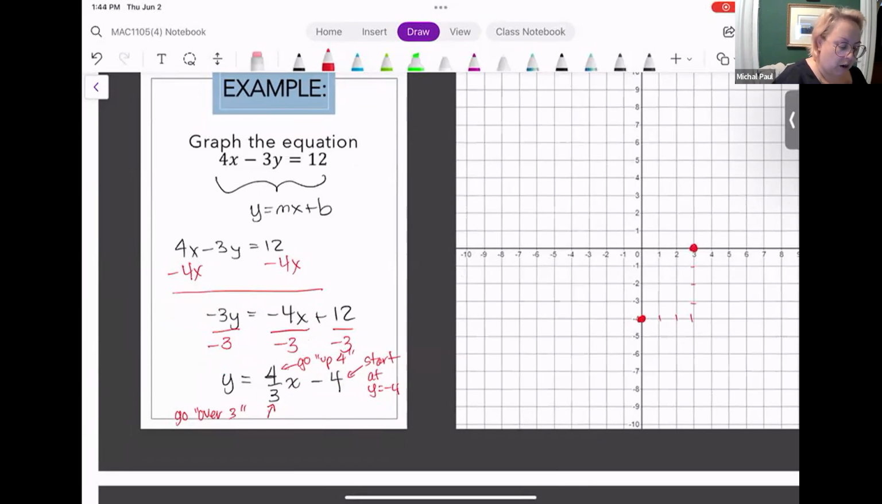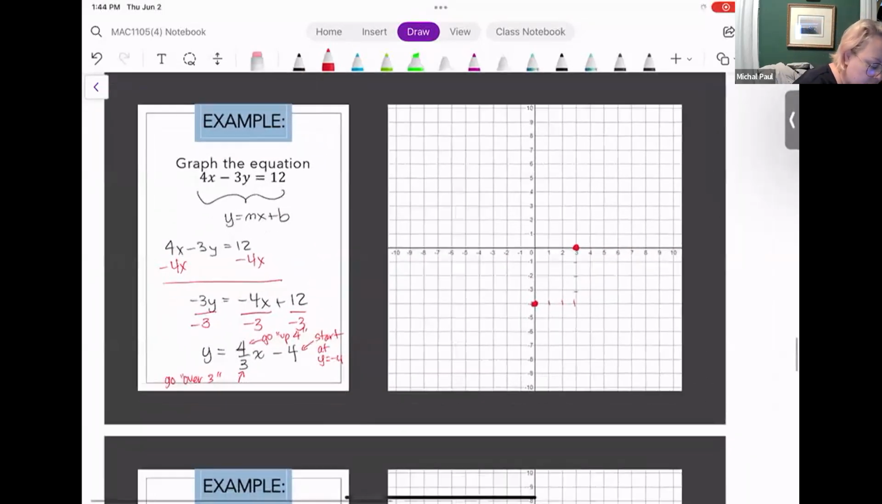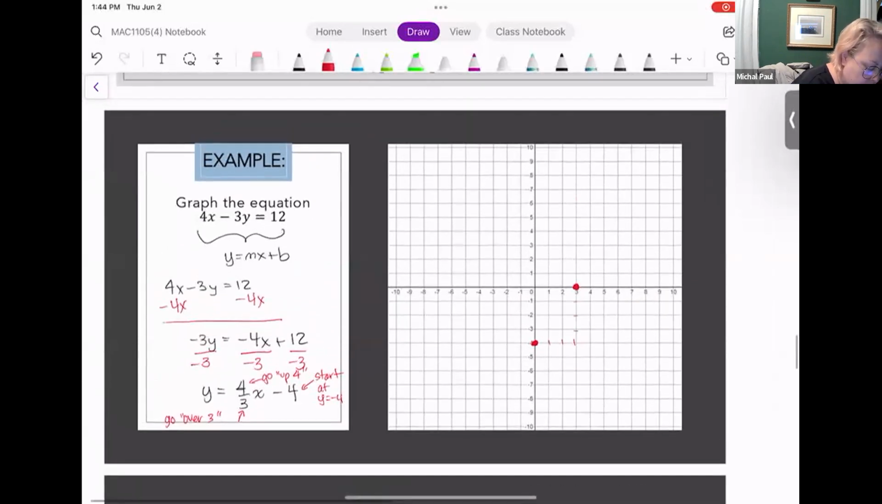Now, I could just draw a line through those, but the farther I get away from those points, the harder it's going to be to make sure my line stays accurate in the corners. So I'm just going to go over 3, up 4 a few more times. Over 1, 2, 3, up 1, 2, 3, 4. Here's another point. Over 1, 2, 3, up 4. Here's another point. I can go left 3 and down 4. I'm just doing that so that when I draw my line, it fills the entire graph space. And when I try to do this by hand, I tend to drift from the true line unless I have a few more points on there. But you only need 2. Okay.